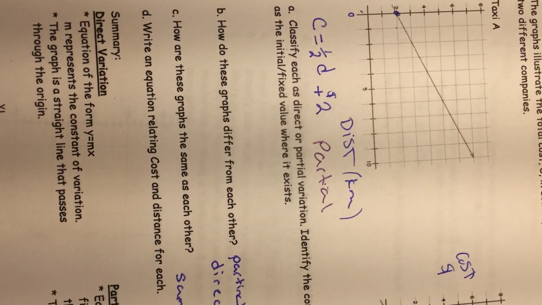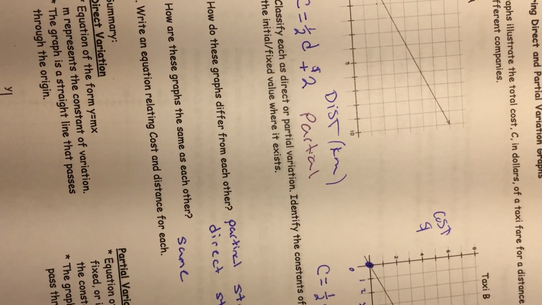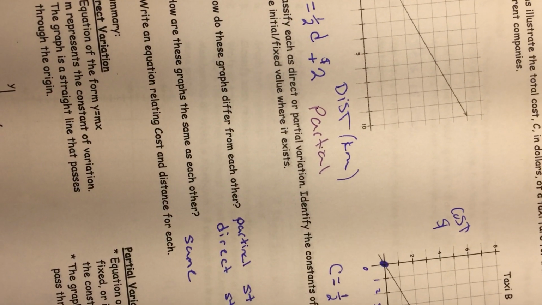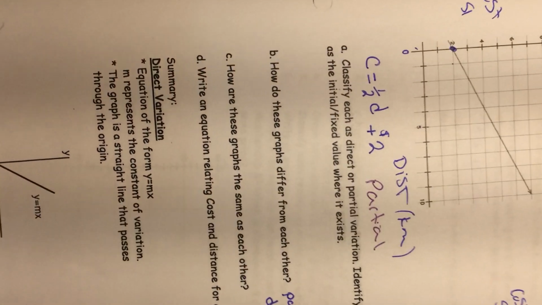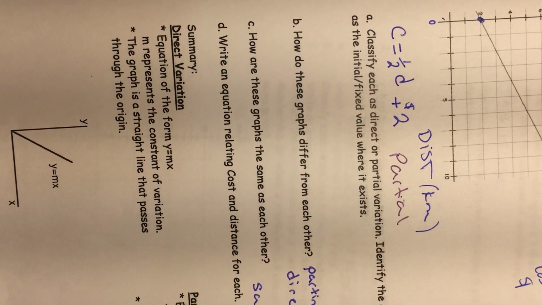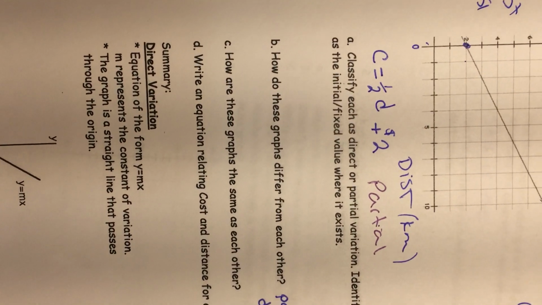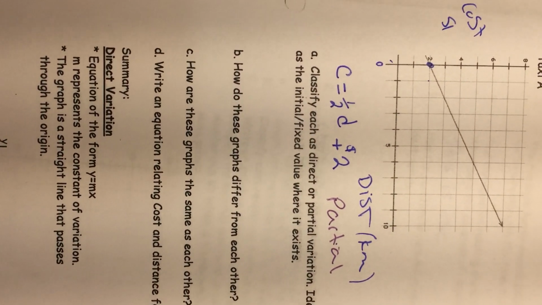Okay, classify each as direct or partial variation. Identify the constants of variation for each, as well as the initial fixed value where it exists. So the first example. Oh, sorry. That's referring to all the stuff we just did.